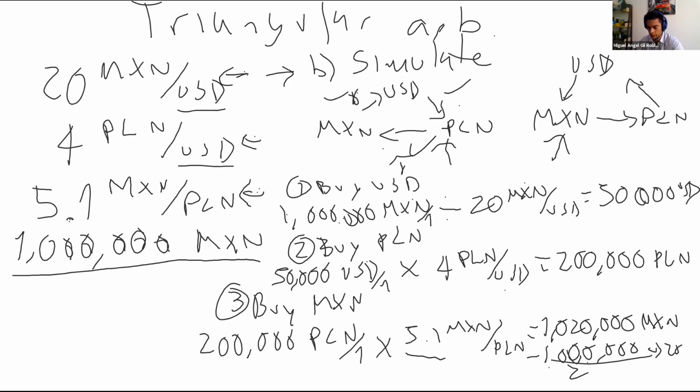So this is a triangular arbitrage when we don't have bid and ask. In the next video, we are going to analyze what is bid and ask and how to deal with it. And we are going to do triangular arbitrage with bid and ask.